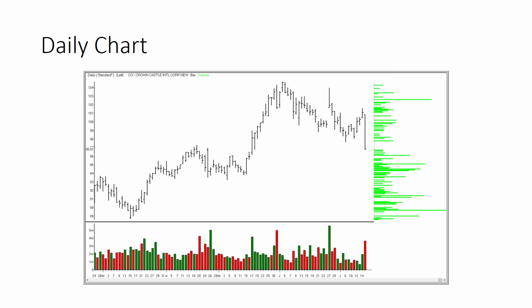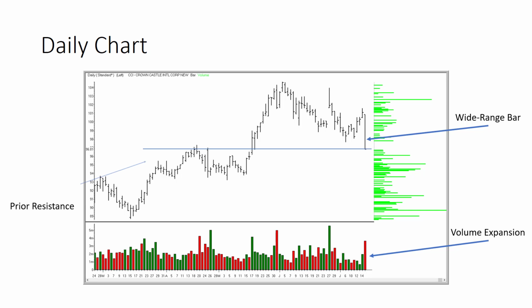In this case, we've got another one of these setups where we've got the wide range bar. That's your fastball expansion of range and volume. You can see the volume is nice on this one. It's a nice big bar. And then you can also see what stopped that move dead in its tracks, right?